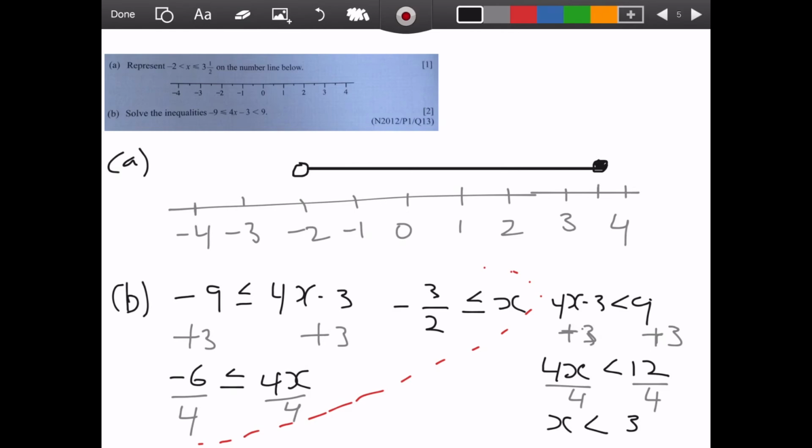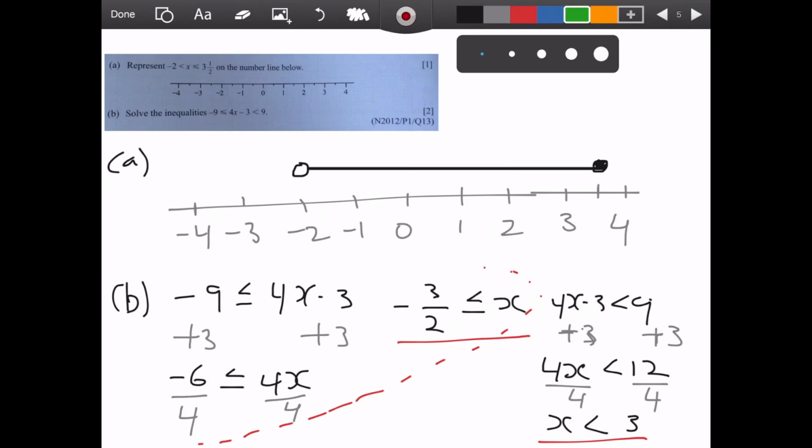Okay, so now you got 2. You get x must be more than or equal to minus 3 over 2 and x less than 3, right? So to solve the inequalities, the answer is, let me just put it in green over here.